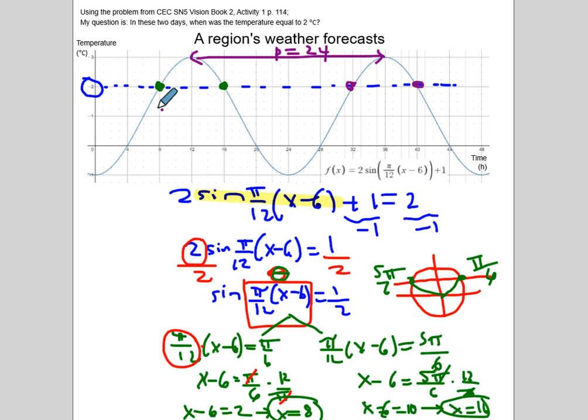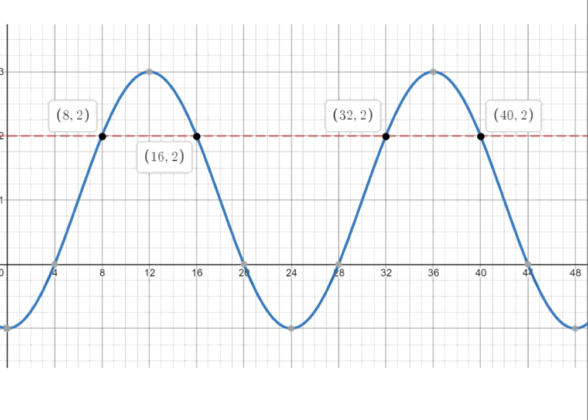So I can use my first point here, which was 8, and if I add the period, plus 24, I can figure out my second point, which is 32. And you can do the same thing with your 16. Here I add 16 plus 24. I can find my other point here. So what I did is I used Desmos to check my solution. So you can find all the points that are equal to 2.